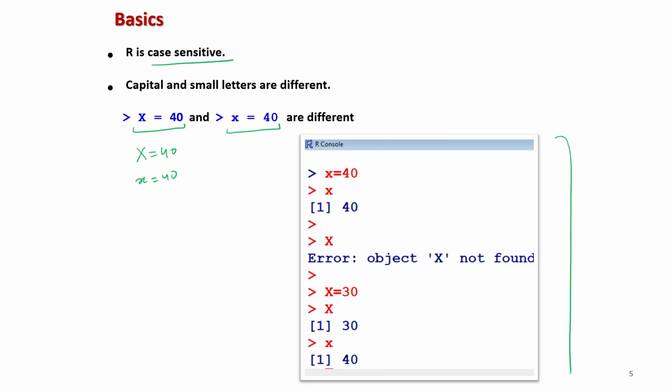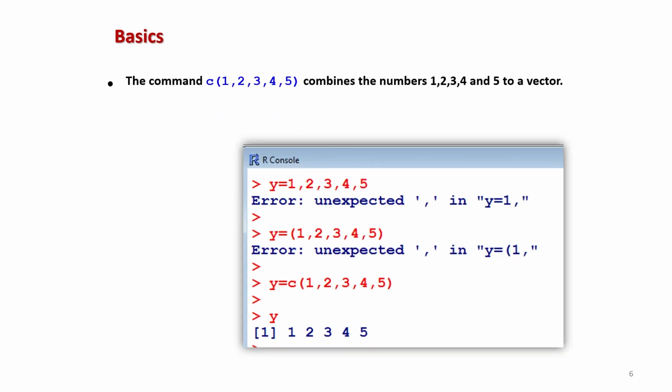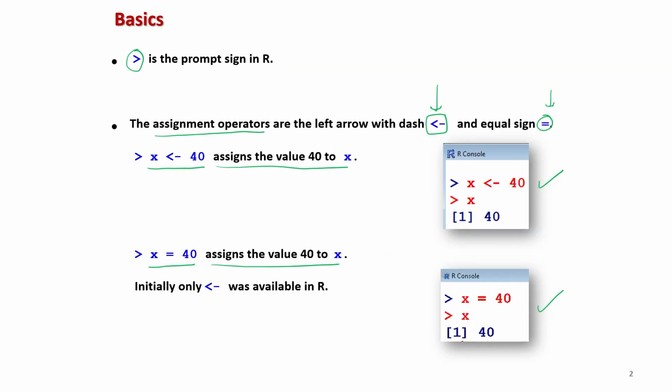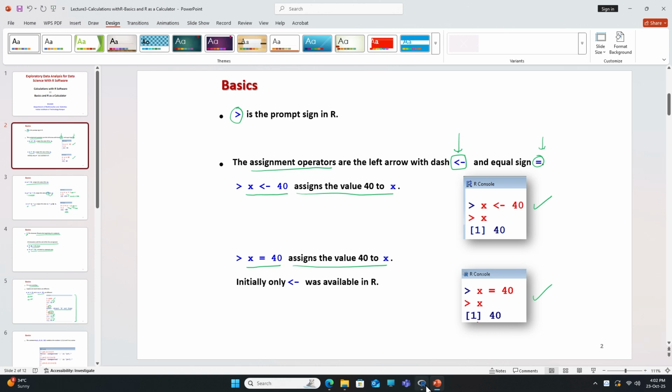Now on this console, if you try to look at it, when I am writing lowercase x equal to 40, then x gives me the value 40. But if I try to see what is the value of uppercase X, capital X, then it says that object X is not found. But on the other hand, if you write now here uppercase X is equal to 30, and if you write capital X, it will give you the value 30 and small x will remain as 40, right. So before we try to go forward, let us first understand these things on the R console itself so that you feel confident about it, right.